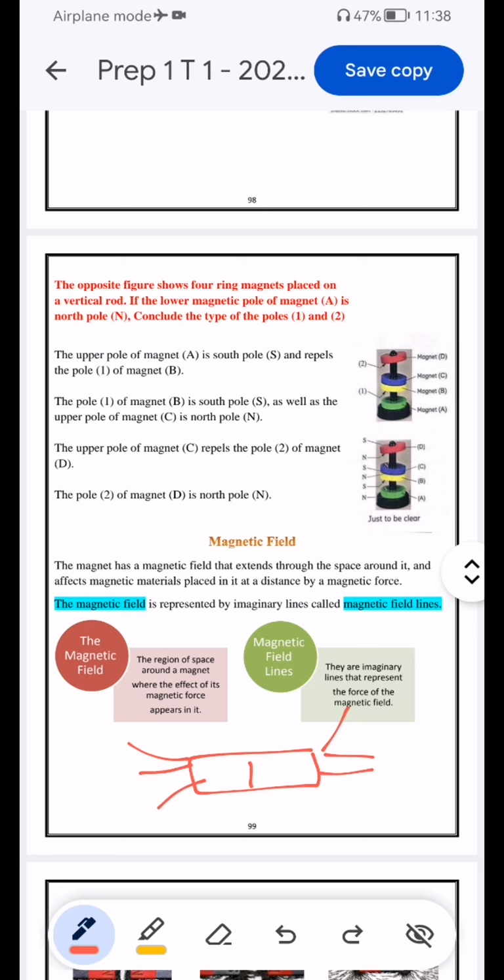Okay, and this magnetic field is represented by lines. These are imaginary lines, not found in reality, and they are called magnetic field lines. They are imaginary lines that represent the force of the magnetic field. So around any magnet there is an area called the magnetic field, represented by magnetic field lines.